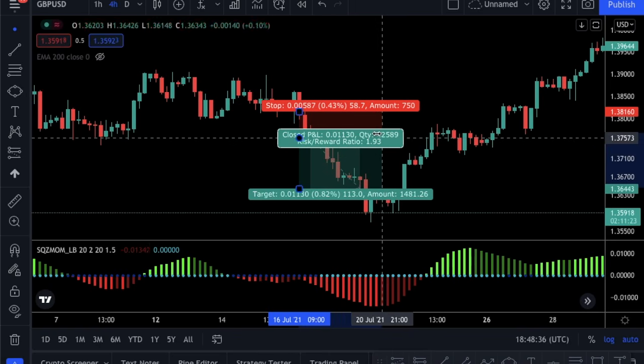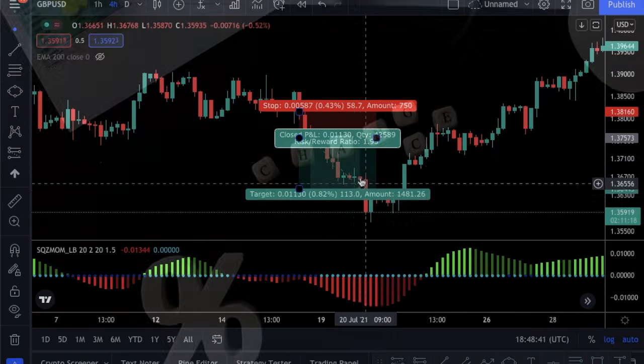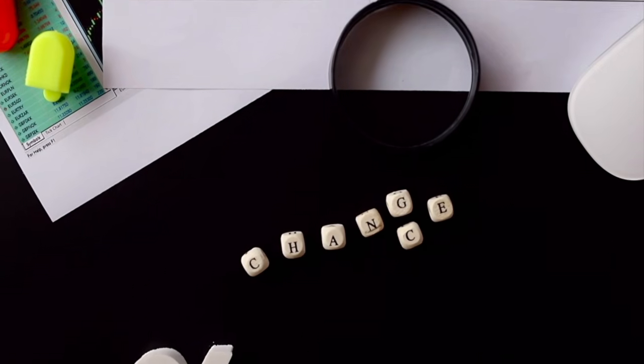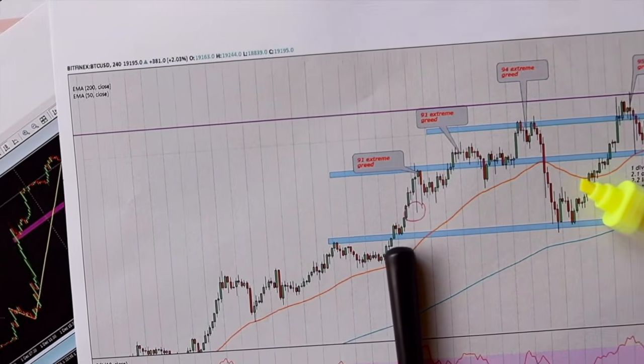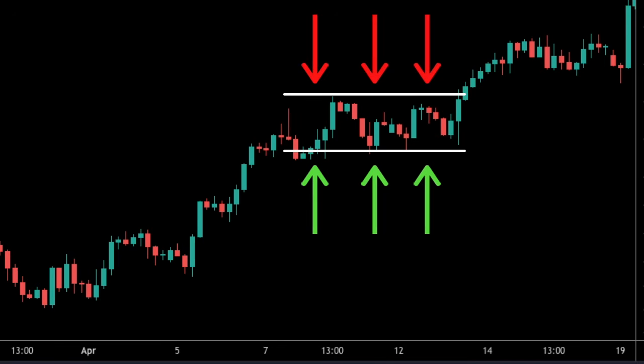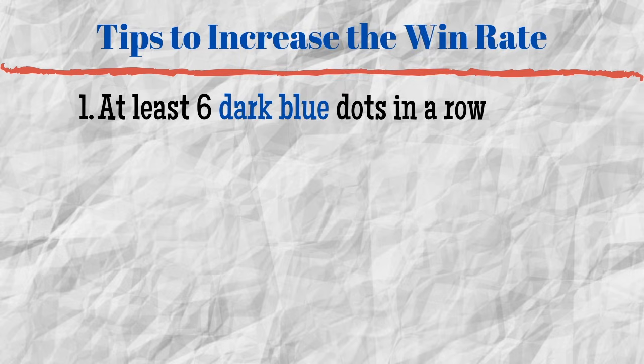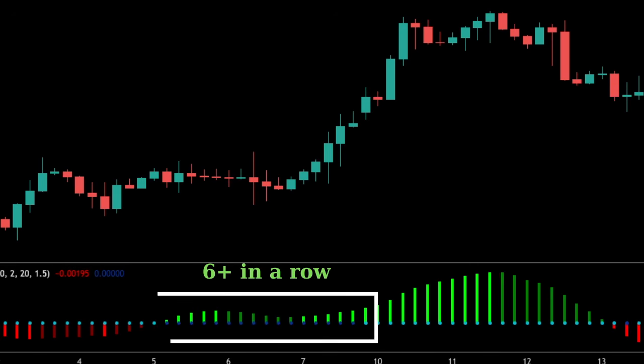However, it is not so profitable to trade the squeeze momentum by itself, because it gives lots of false signals if you use it alone. So we will not open a trade every time that the circles change color. Let me give some tips to increase the win rate. First, to confirm that you are in a squeeze, you should look for at least 6 dark blue dots in a row. Otherwise, there will be too much noise on the chart, and you will get many false signals.